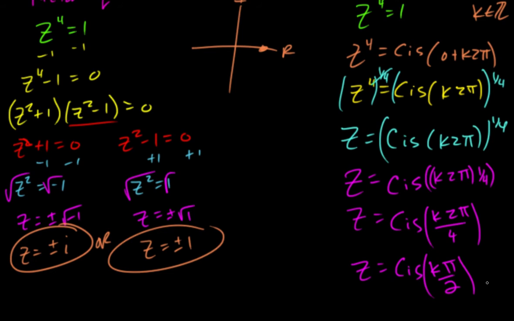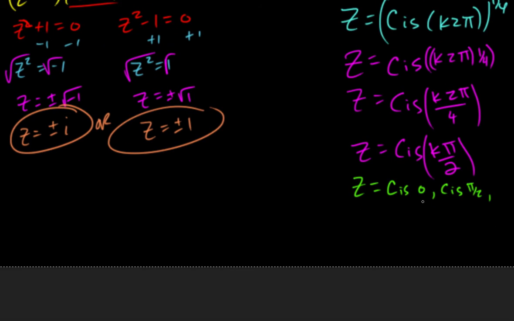Now, because k gets to be, we're going to start at 0 and just kind of rotate around 4 times. We're going to get z is equal to cis 0, so if we plug in a 0, and then if we plug in a 1, we're going to get cis pi halves. If we plug in a 2, the 2's will cancel and we get cis pi. And then if we plug in a 3, we're going to get cis 3 pi halves.